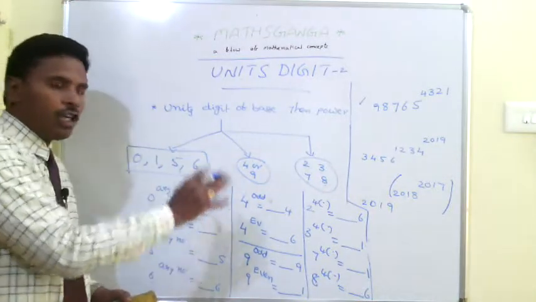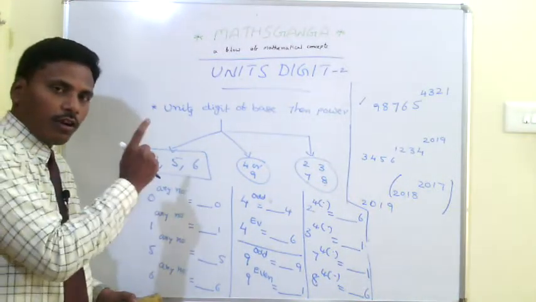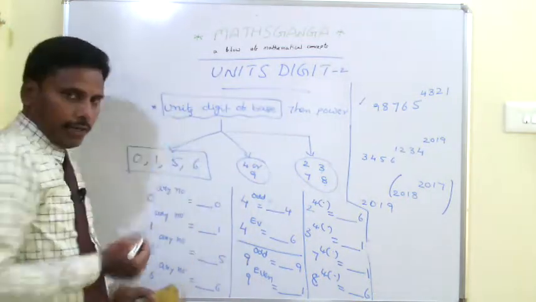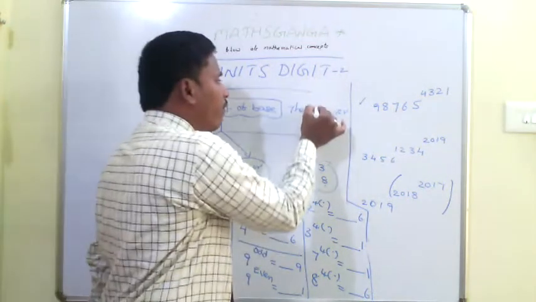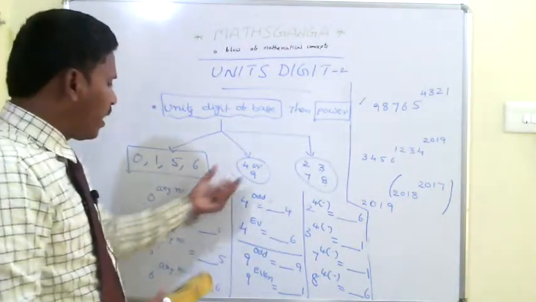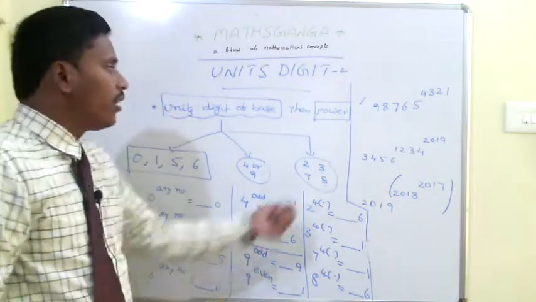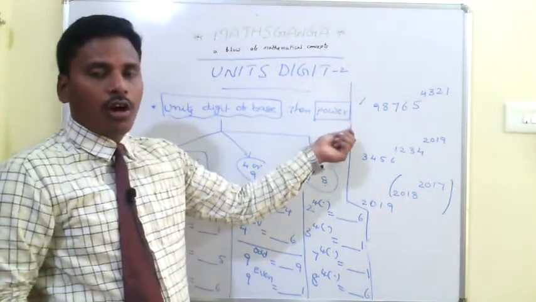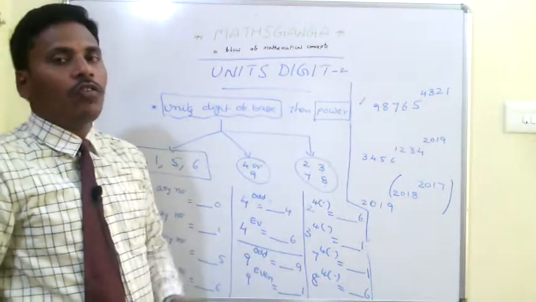So first of all, we need to concentrate on these things. First of all, we need to observe the unit digit of the base. Half of the work is completed. Next part of the work is we need to concentrate on the power. Depending on the base digit, we need to check the power whether it is even or odd, whether it is a 4 multiple or not. Like that we need to check and then we will answer.